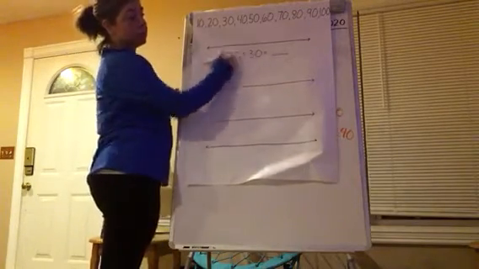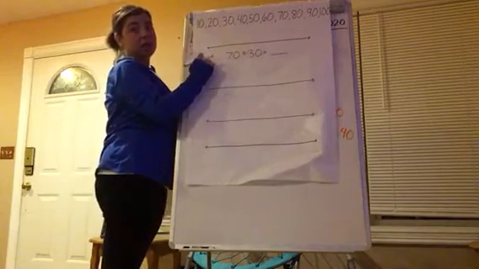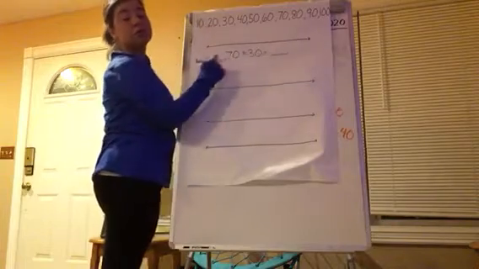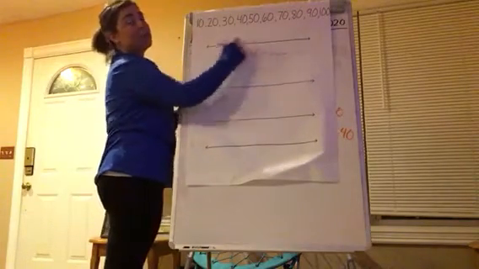Because we're subtracting, are we going to start on the left side of the number line or are we going to start on the right side? That's right, we're going to start on the right side because that way we can count backwards.